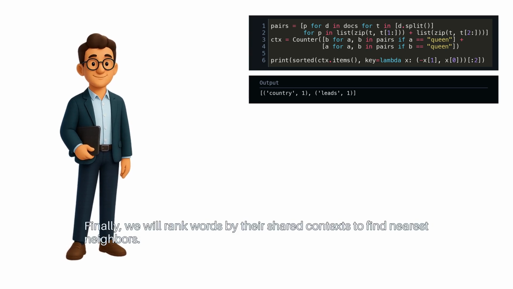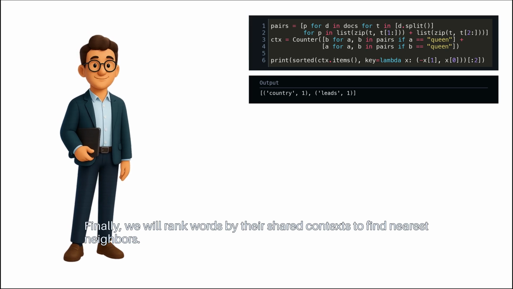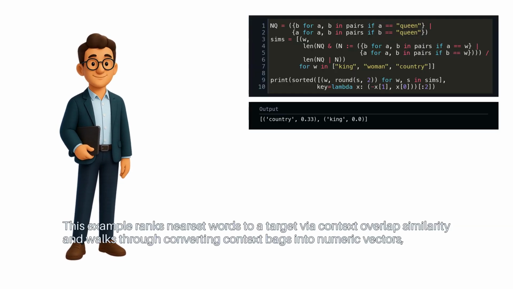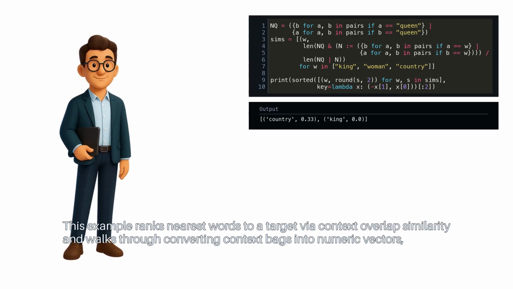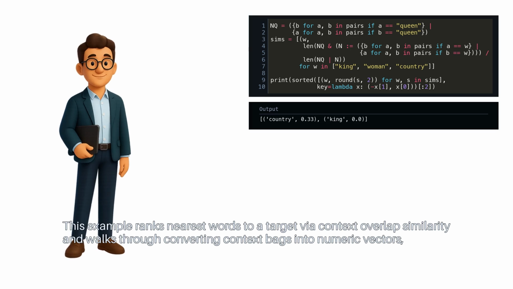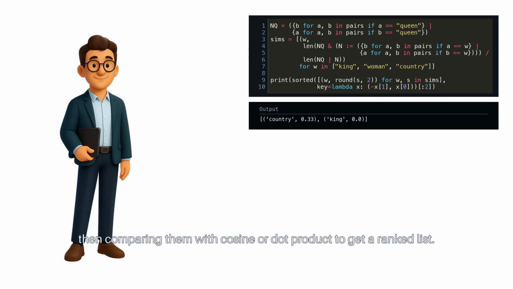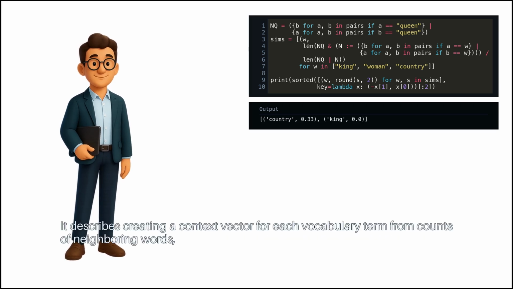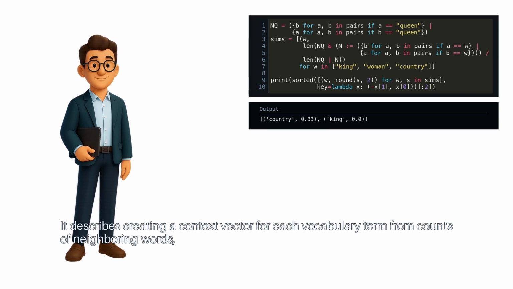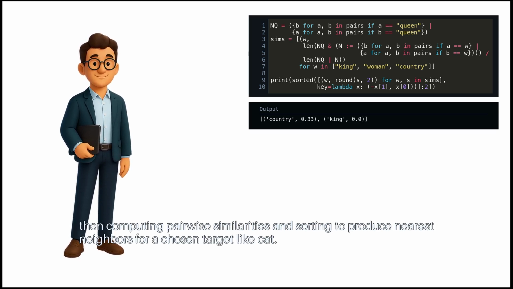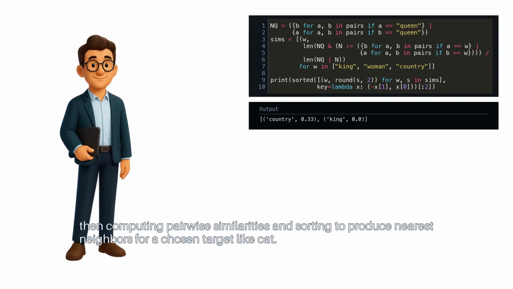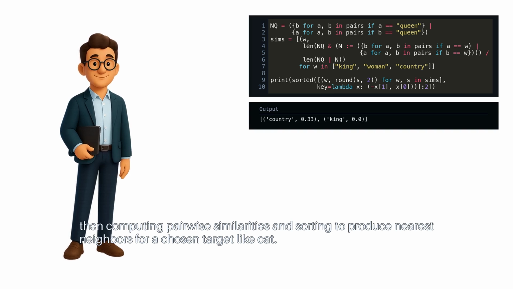Finally, we will rank words by their shared contexts to find nearest neighbors. This example ranks nearest words to a target via context overlap similarity and walks through converting context bags into numeric vectors, then comparing them with cosine or dot product to get a ranked list. It describes creating a context vector for each vocabulary term from counts of neighboring words, then computing pairwise similarities and sorting to produce nearest neighbors for a chosen target like cat.